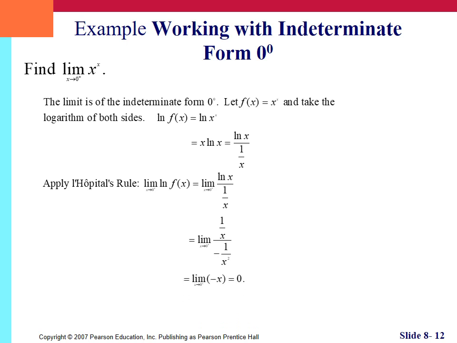But to conclude our answer, we have to raise e to the power of 0 to find the limit of x to the power of x as x goes to 0. So e to the power of 0 is equal to 1. Hence, the limit of x to the power of x as x goes to 0 is equal to 1.